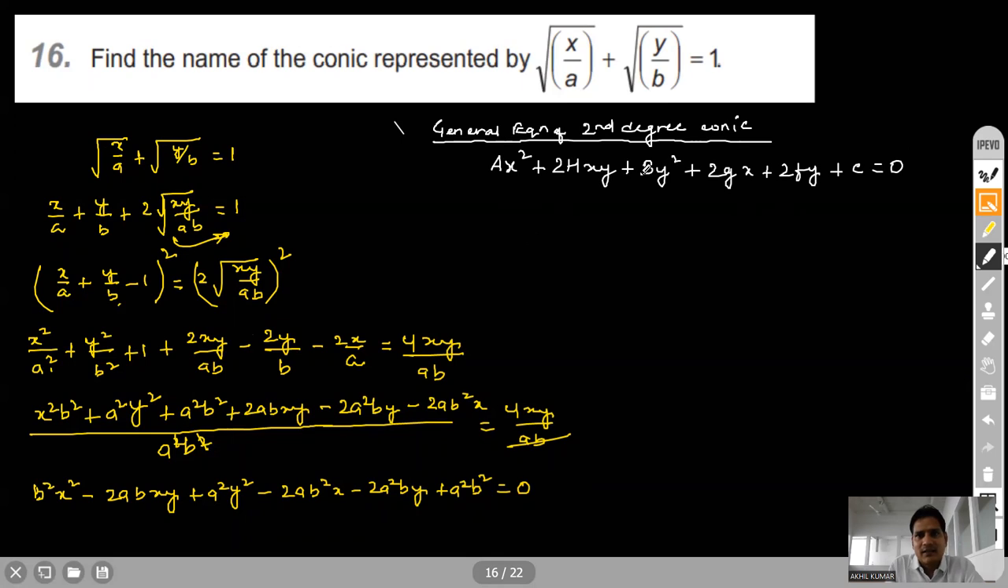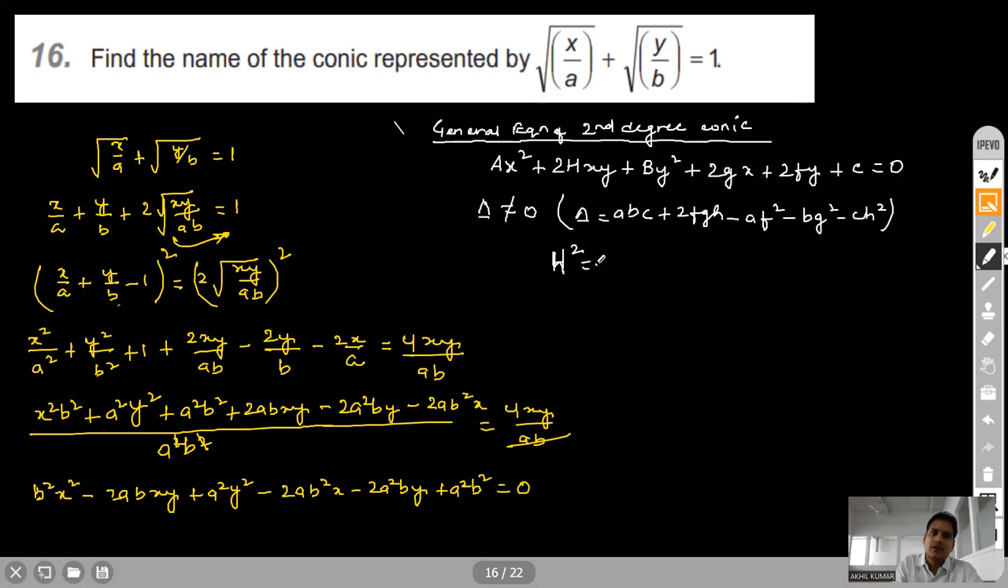For this general equation of second degree, we have different conditions for which this equation represents different conics. Like, if delta is not equal to 0. Now, what is delta? Delta is nothing but this value: abc plus 2fgh minus af square minus bg square minus ch square, right? So this is our delta. If delta is not equal to 0 and h square is equal to ab, and these two conditions are satisfied by any second degree conic, then it will represent a parabola.